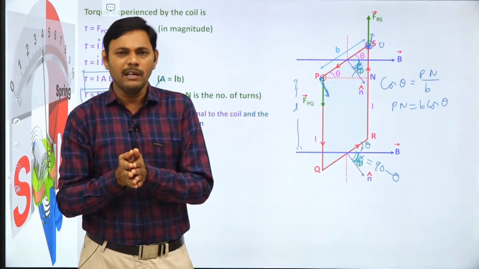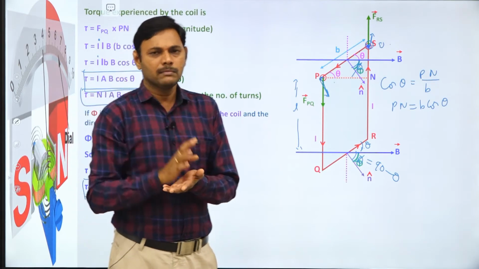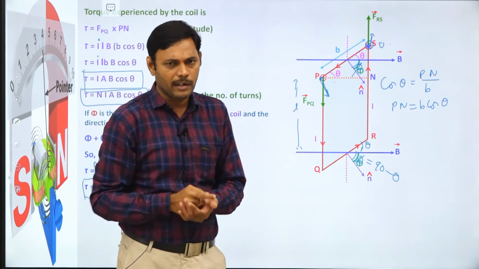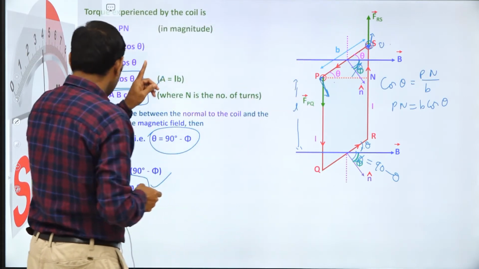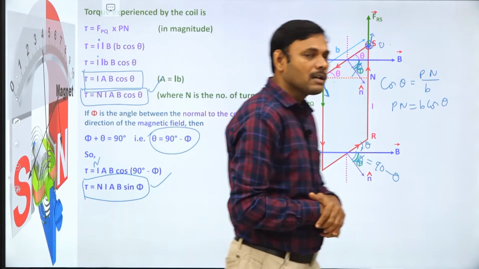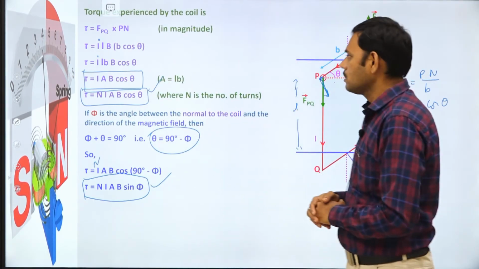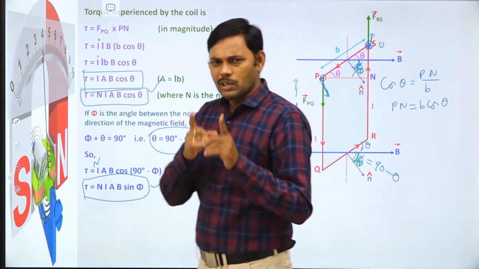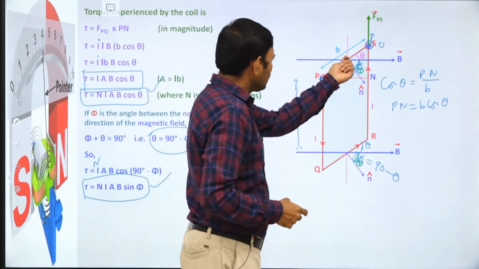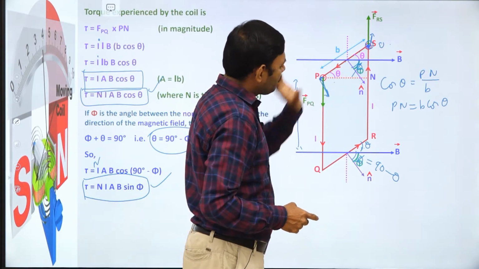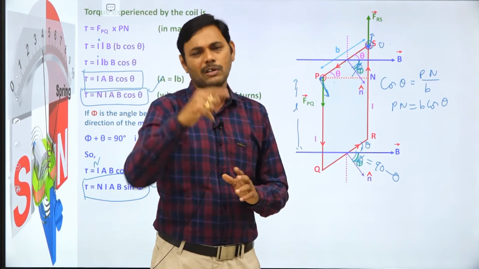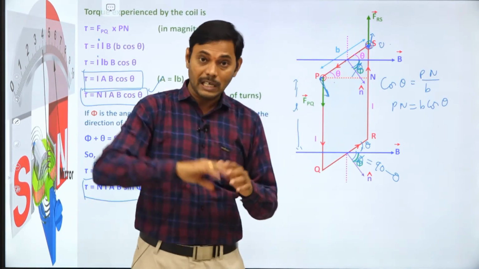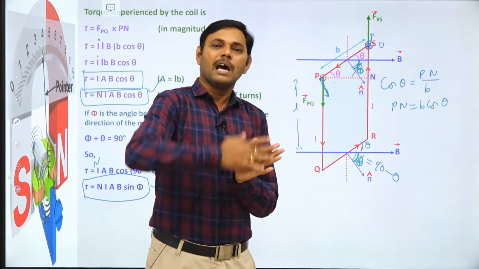If data is given in any problem or situation in which the magnetic field is making theta angle with the face of the coil, then torque is given by the expression we derived, NIAB cos theta. In other words, consider the normal to the face of the coil, which is also the area vector of the coil, not the area of the coil. Area of the coil means a plane surface. Area vector means it is normal to the face of the coil.